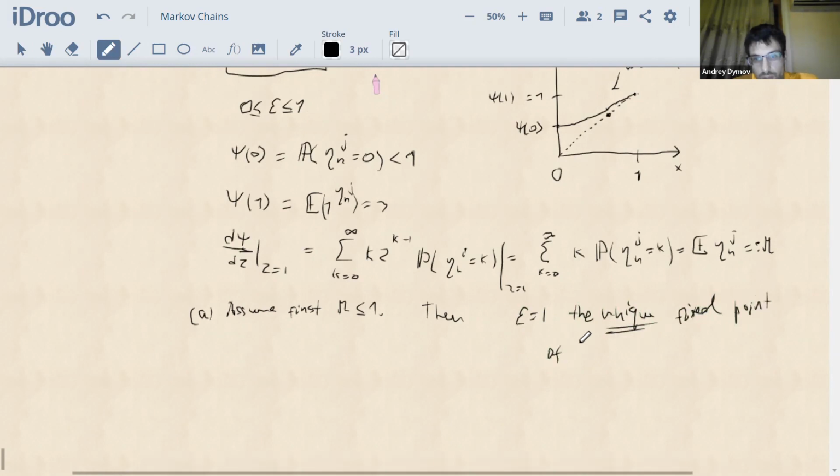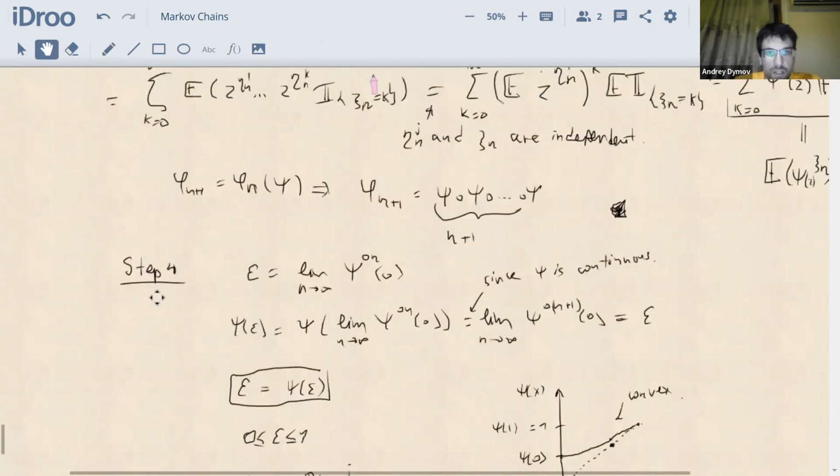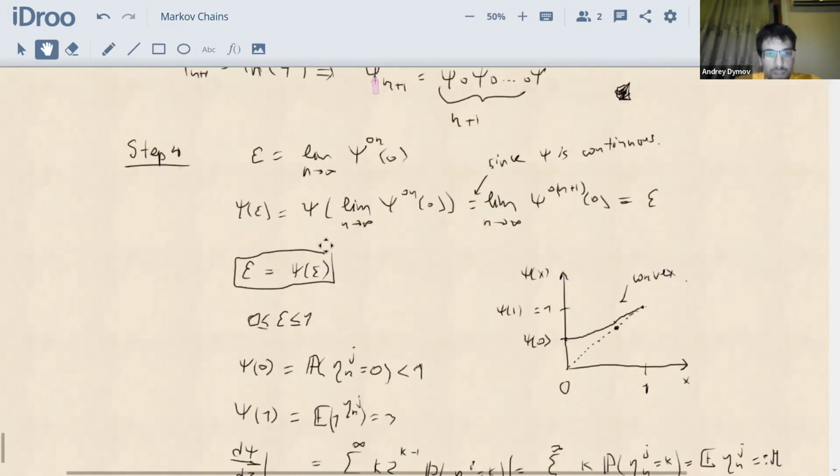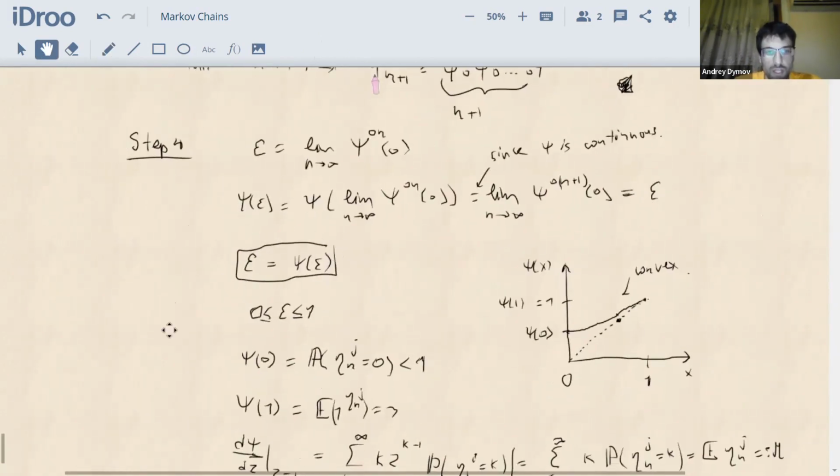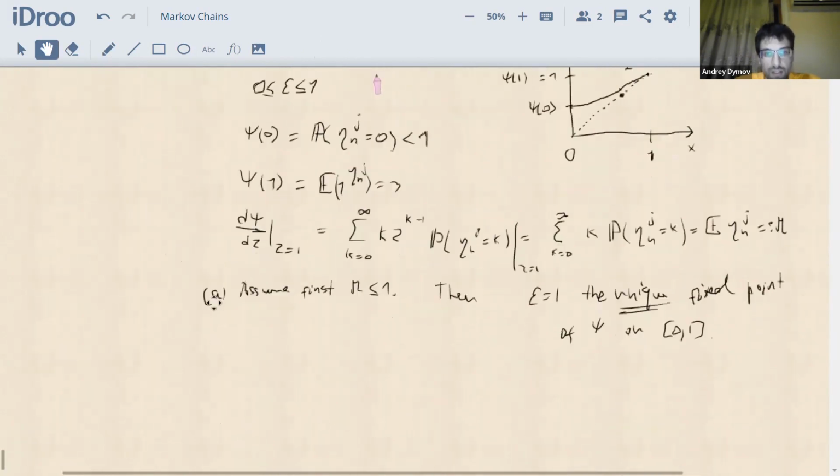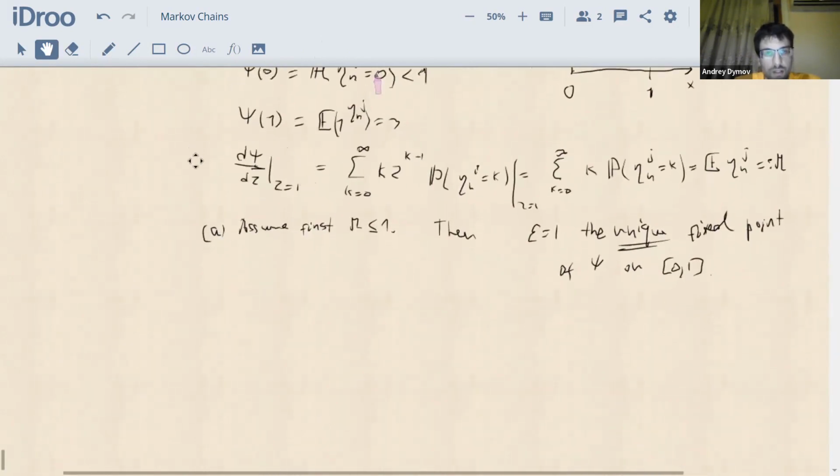of the function psi on the interval 0, 1. Since epsilon must be a fixed point of the function psi, then epsilon equals 1.